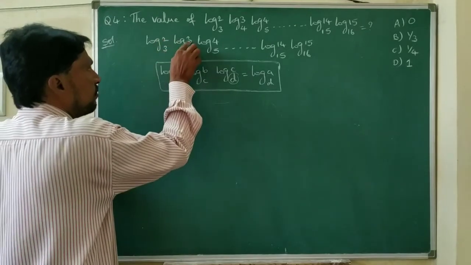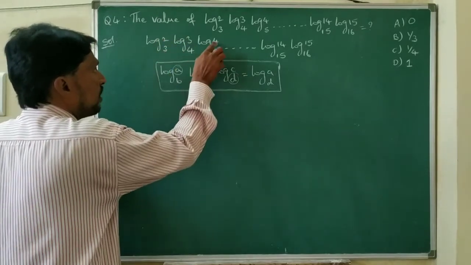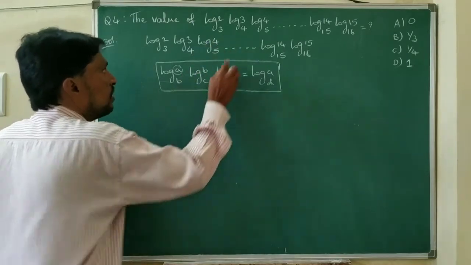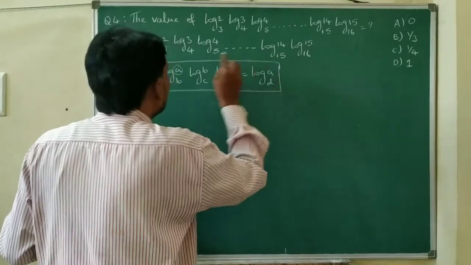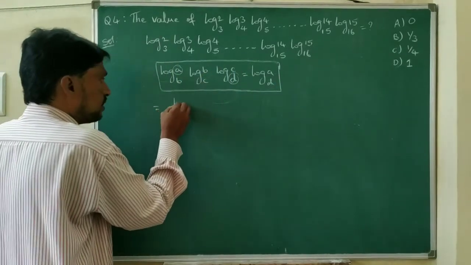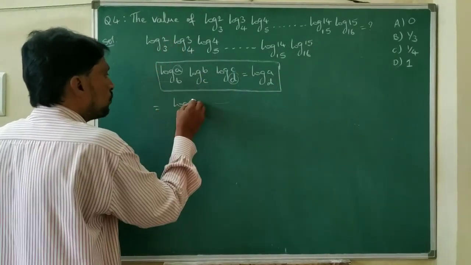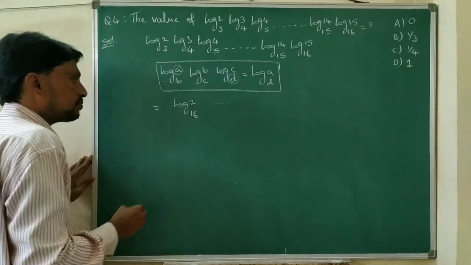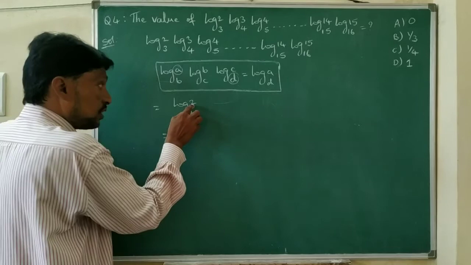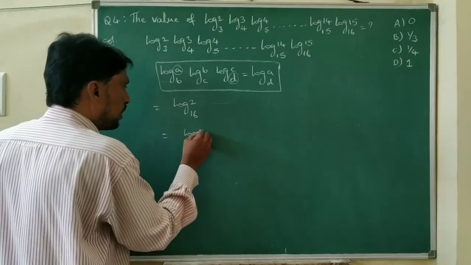Looking at log 2 base 3, here the base and the next value are the same. Here 4 and here the value is the same. Here 5 and here the value is the same, and like that, here 15 and here 15 are the same. So we can write log of the first value 2 to the last base. Now here 2, it is log 2 as it is.